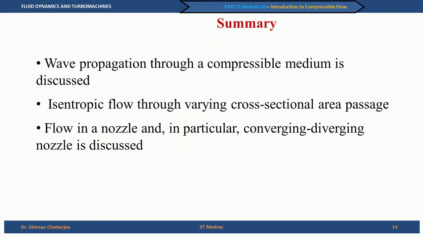So, with this I come to a conclusion for the introduction, a very brief introduction to compressible flow. We talked about the wave propagation through a compressible medium. We have talked about the isentropic flows through varying cross sectional area passages and found the relationships connecting the change of pressure, change of area and change of speed. Most notably, we have noted that unlike in an incompressible flow, in compressible flow a nozzle or a diffuser can give rise to a change in velocity in either way.